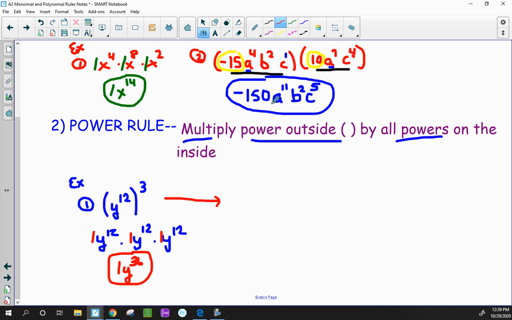Alright, now what I'm going to do is write the same problem down and show you the power rule and how much faster it is. It's a little shortcut. So you can use this rule when you see a power on the outside of parentheses. The rule says to multiply the power outside of parentheses by the power on the inside. So you're going to get y to the 12 times 3, which is 36. You see how much faster that is. This is okay too. It's fine if you have to picture it that way. You really need to know both.